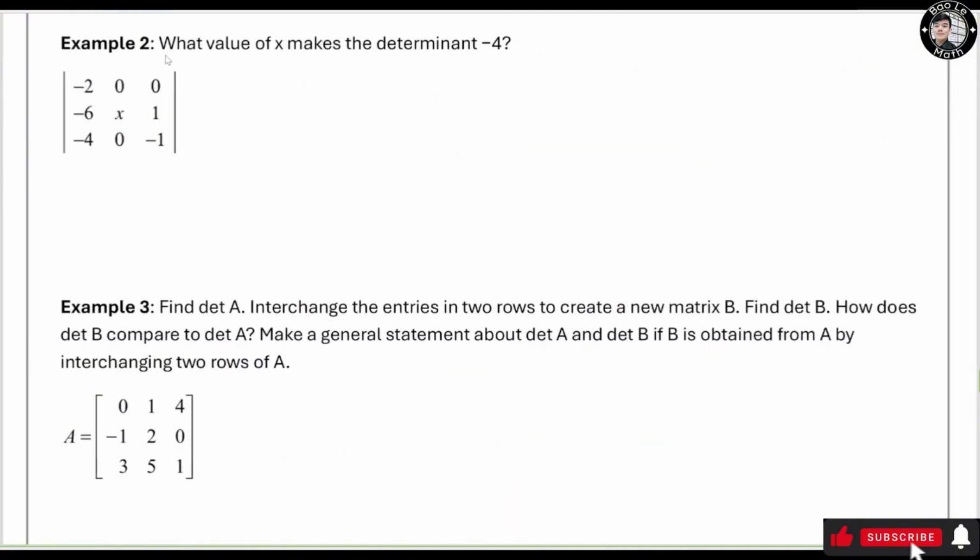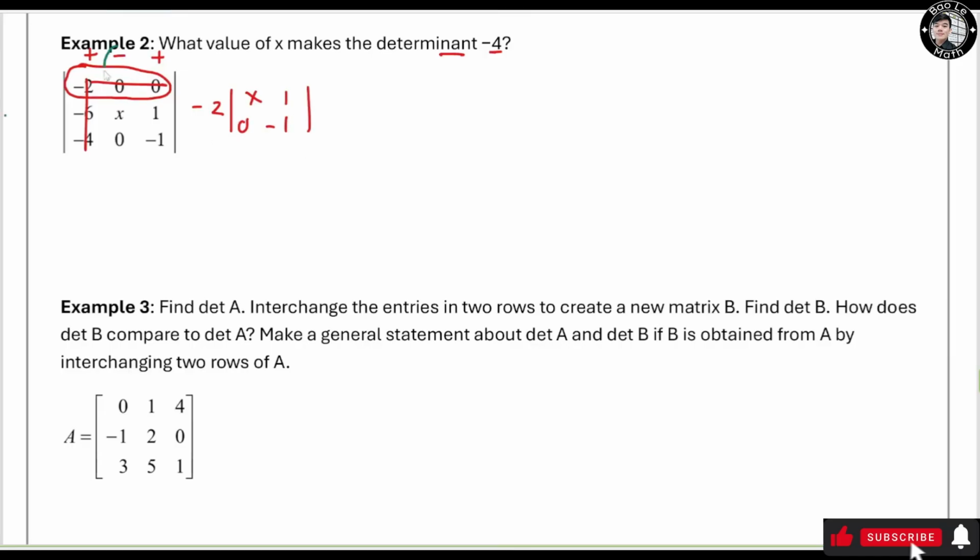Now, take a look at example number 2. What value of S makes determinant -4? I'm going to use the first method, right? Because I see this guy has 2 zeros, it's faster, right? So I'm going to put plus, minus, plus right here, right? So it should be -2 times, cross this one out, should be S1, 0, -1, right?